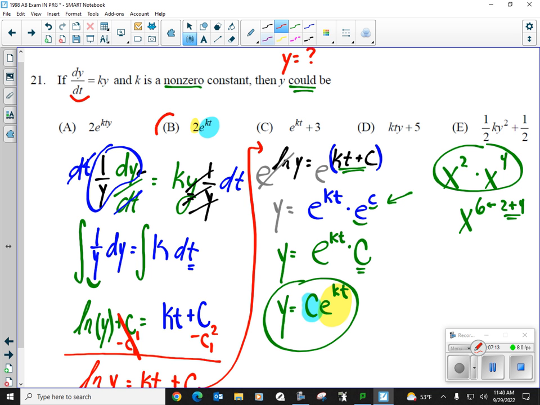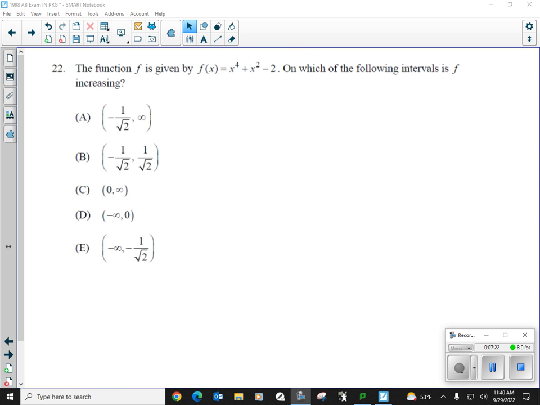That was a doozy to start off with. That was a good problem to figure out. And now let's go on to 22 and relax for a bit. The function f is given by f of x equals x to the fourth plus x squared minus 2. On which of the following intervals is f increasing?